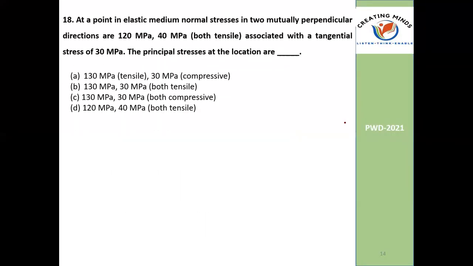Yes. What is the answer? Option B. See, option B is right. Sigma 1 is 130 MPa tensile and sigma 2 is 30 MPa tensile. Both are tensile. So any doubts? Students, any doubts? No, sir. Okay, good.